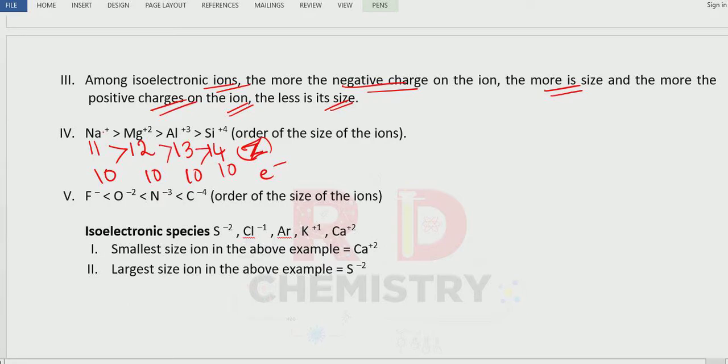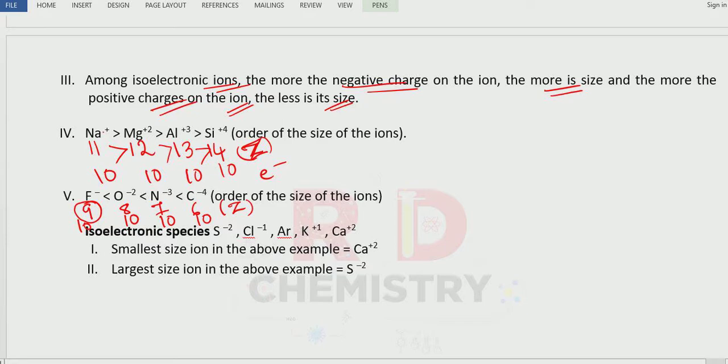In the case of anions, the atomic number of fluorine is 9, oxygen is 8, nitrogen is 7, and carbon is 6. This is the atomic number Z. How many electrons are there? 10 electrons here: add 2, 10 electrons; add 3, 10 electrons. The number of electrons is the same. As the number of protons in the nucleus increases, attraction increases, therefore size decreases. Clear? Therefore, with more protons, fluorine has the smaller size.